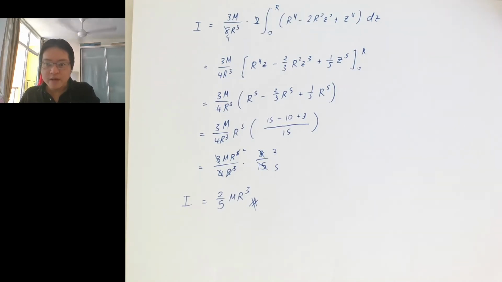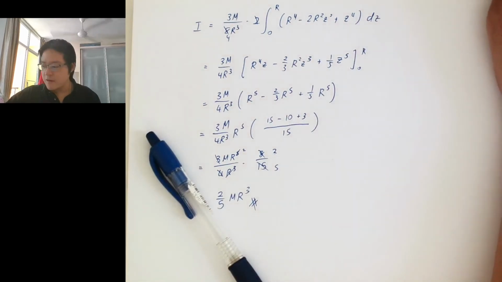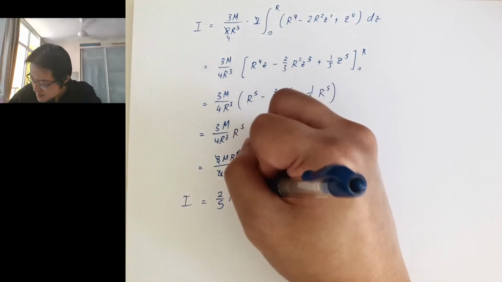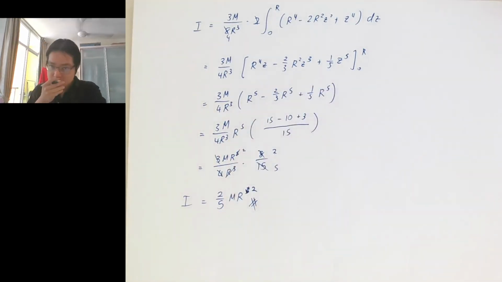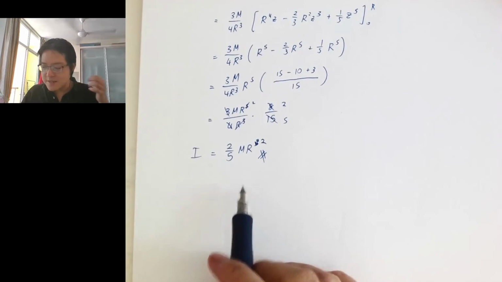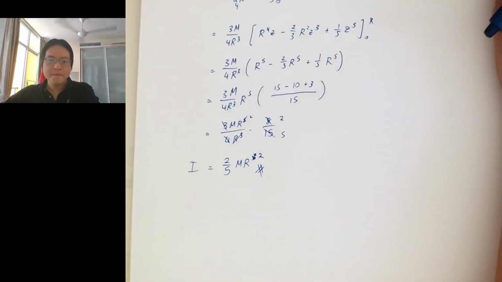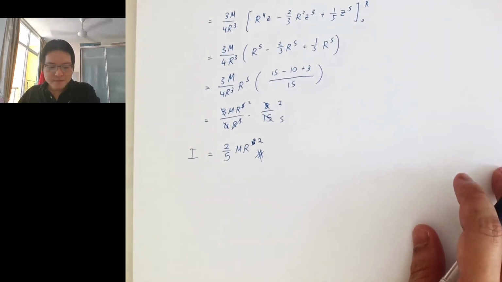2/5 m r square, yeah, 2/5 m r square. So we have confirmed this formula: 2/5 m r square for the solid sphere. Oh, I see what you mean. Yeah, this is square. So yeah, the units is kg meter square, so it should be square. Thanks.